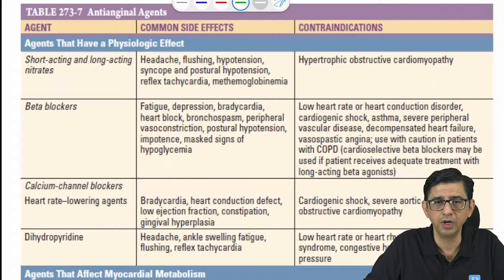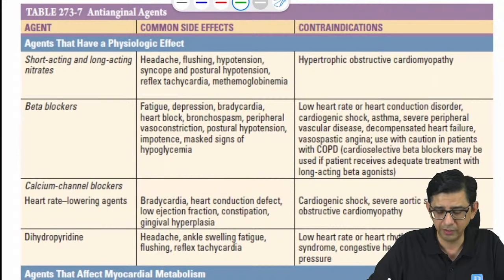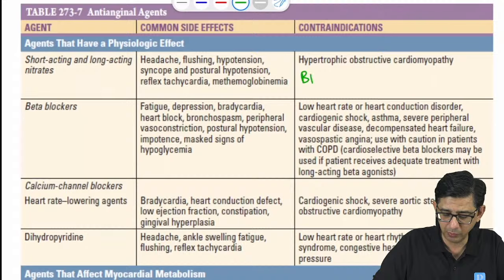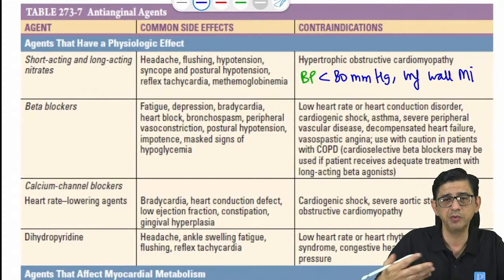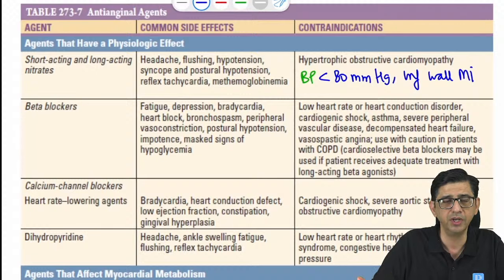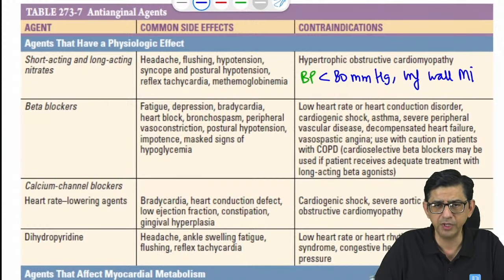They'll always ask you contraindications to nitrates. One of the biggest contraindications to nitrates is anyway hypotension. If the BP of the patient is less than 80 millimeter of mercury, you should not be using nitrates. You should not be using nitrates in inferior wall myocardial infarction. You would not use them if somebody is already using sildenafil or tadalafil. That's understandable.